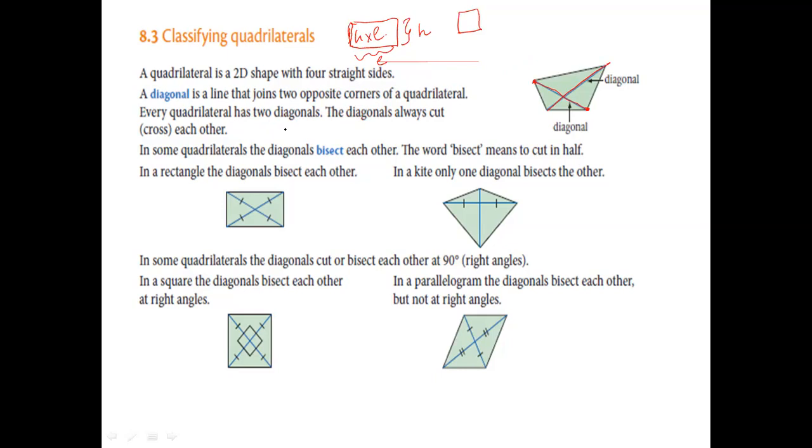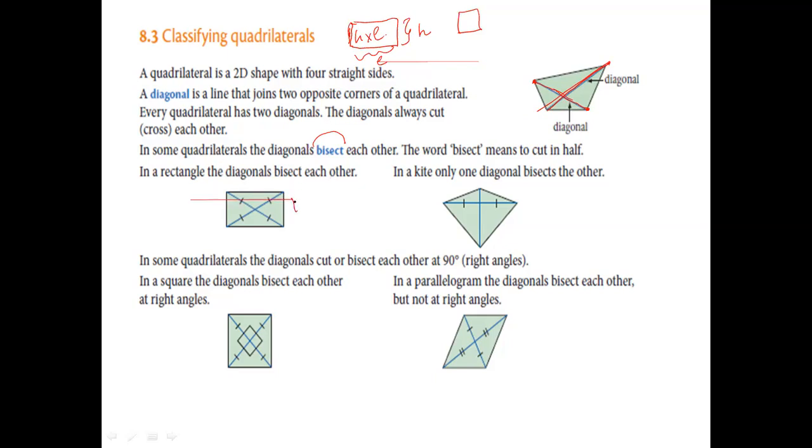The diagonals always cross each other. Which letter can you remember? X. In some quadrilaterals, the diagonals bisect each other. What does bisect mean? Please check your dictionary if you don't know. The word bisect means to cut in half, divided into two parts. So in a rectangle, the diagonals bisect each other.